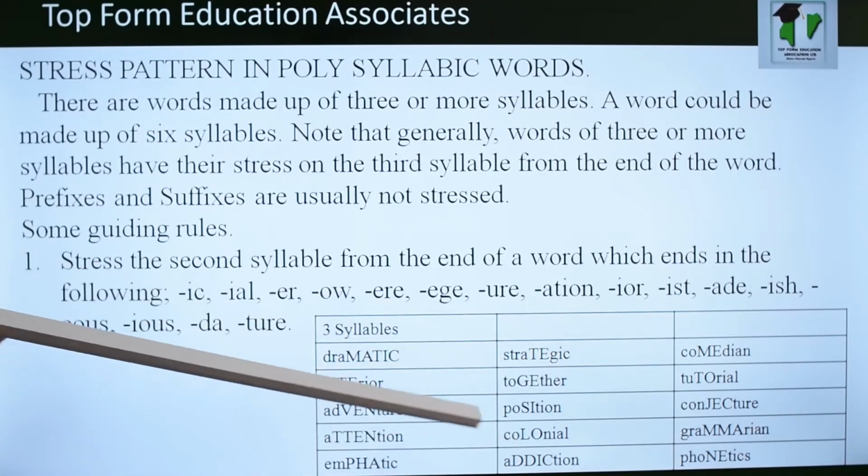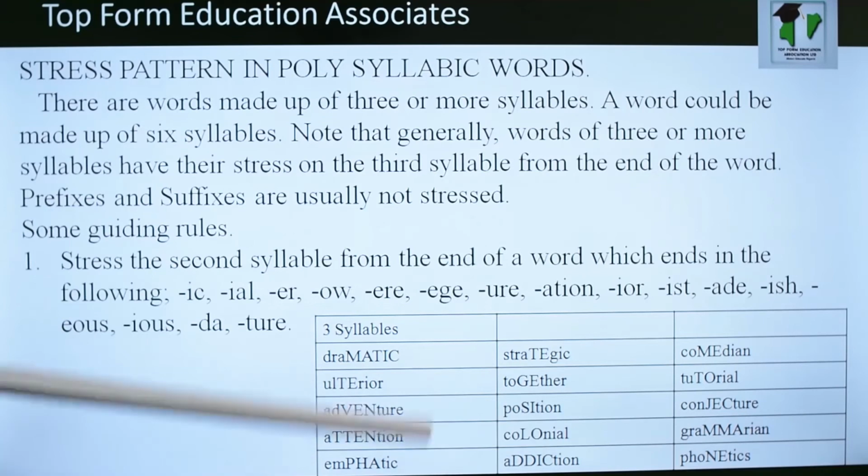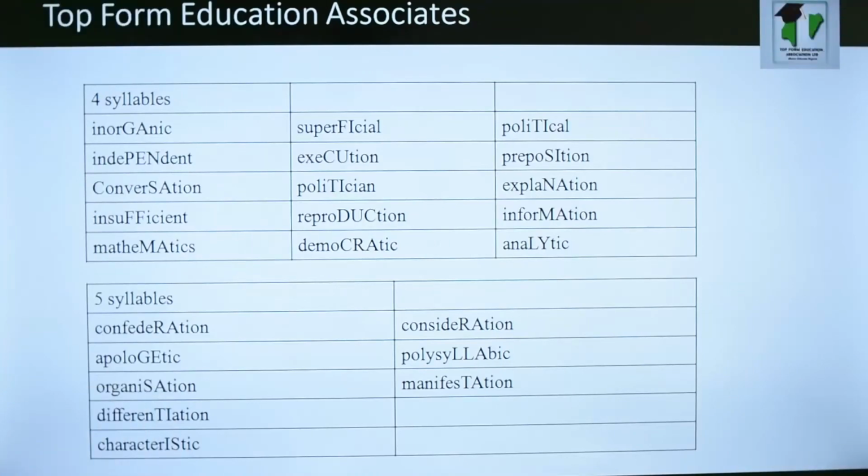Conjecture. Grammarian. Phonetics. And it goes that way. Then we have these ones, the 4 syllables. Remember, the rule is still what? The same. 4 syllables tells us that there are what? 4 syllables means 4 what? Syllables.